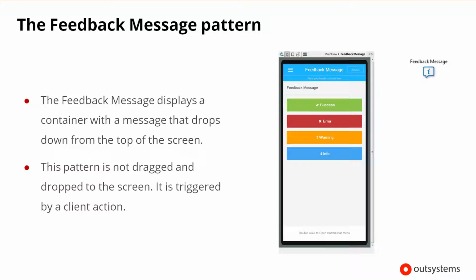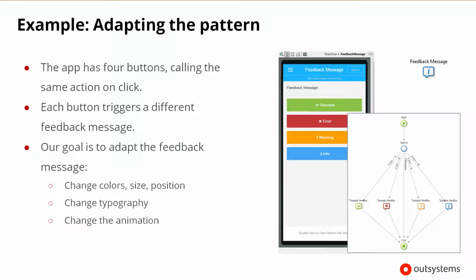The feedback message pattern displays a text message inside a container with a specific background color. This color varies depending on if the message is for success, information only, a warning message, or an error message. The message is displayed sliding down from the top of the screen. Instead of dragging and dropping the feedback message pattern to the screen, the pattern is triggered in the logic flow of an action.